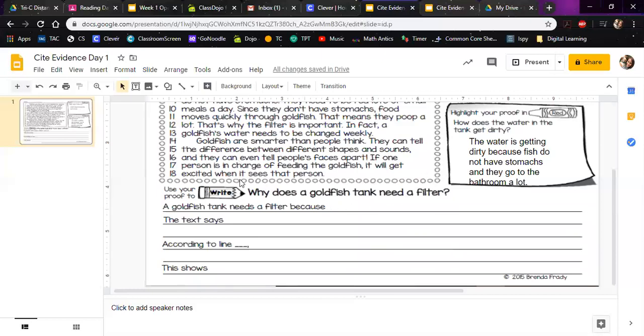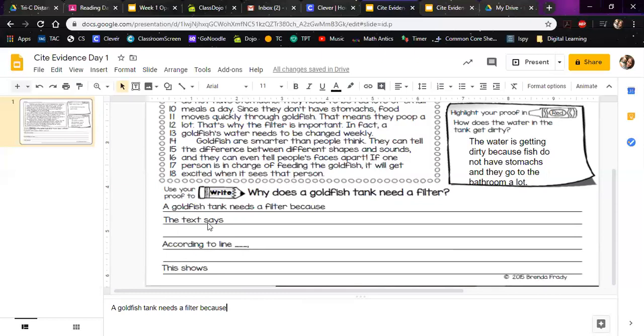Now today for this, I want you to type your answers down here where it said click to add speaker notes. Because of all the lines up here, it will get too confusing. So just write it down here and I'll be able to see it when you submit it. So you would start with, a goldfish tank needs a filter because. You're going to tell me using what we found, why does a goldfish tank need a filter? Then that will be your first sentence.